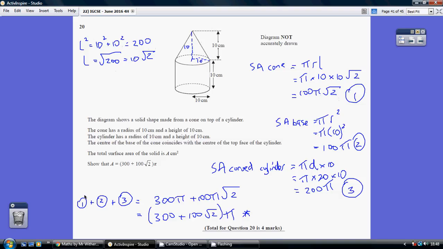So our total surface area comprises the base and the curved cylinder, 300 pi, plus 100 pi root 2, and then just take the pi out to factorize, and that gives us what we had to show.